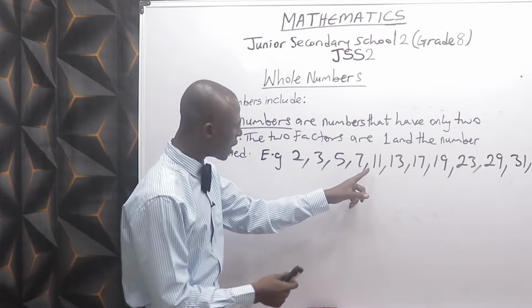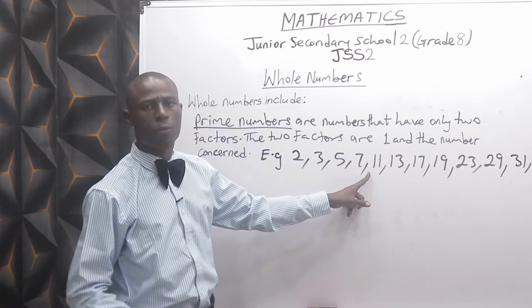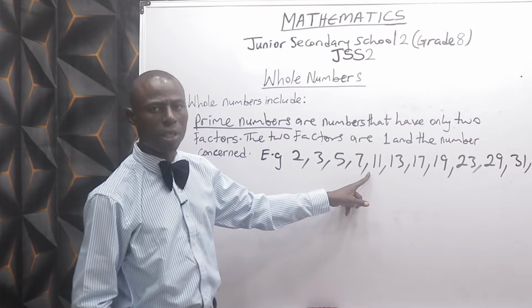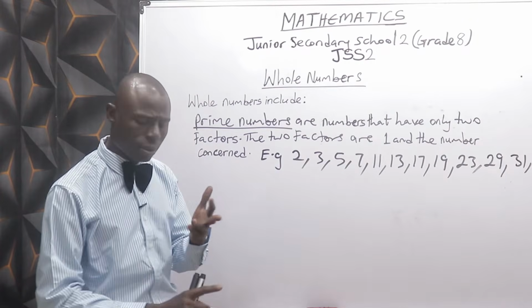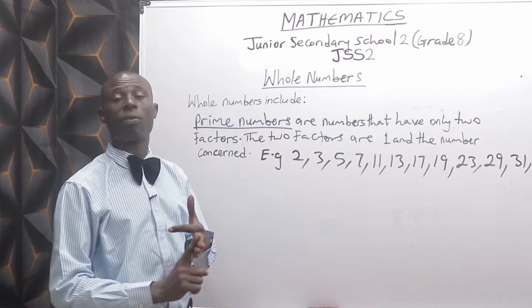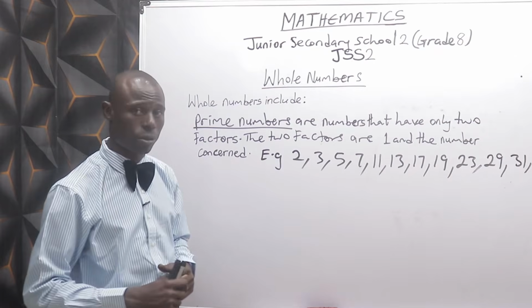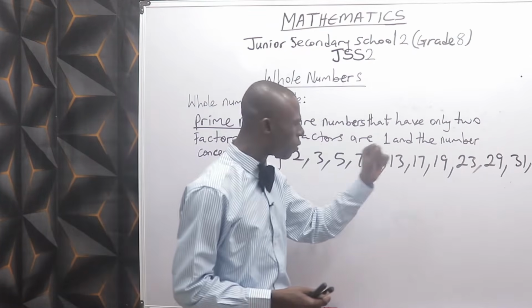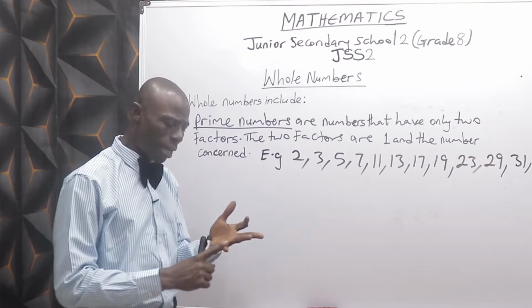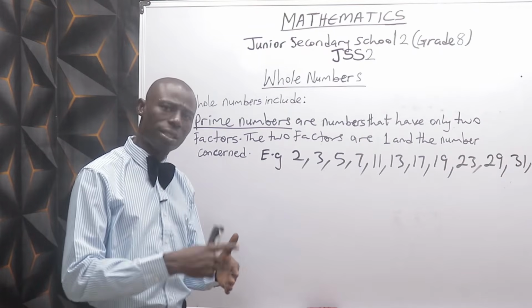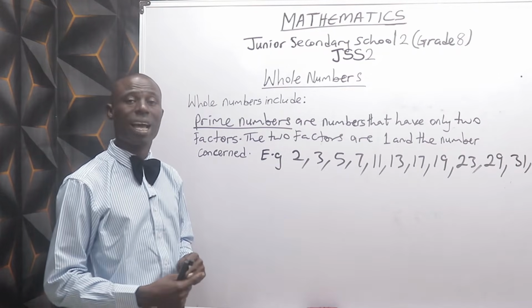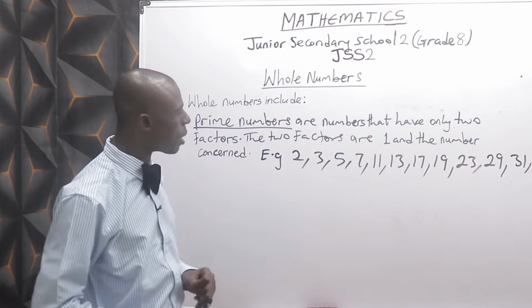So, you can see we exclude 9. 9 is not part of prime numbers. Why? 9 has 1, 3, and 9 as factors. 9 has 3 factors, so it's not qualified. You can see we exclude 15. 15 has 1, 3, 5, and 15. 4 factors. 15 has 4 factors, so it's not qualified to be a prime number.